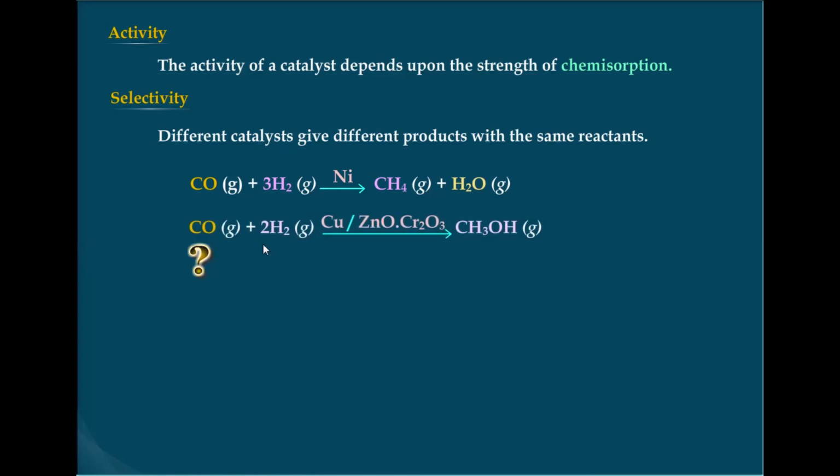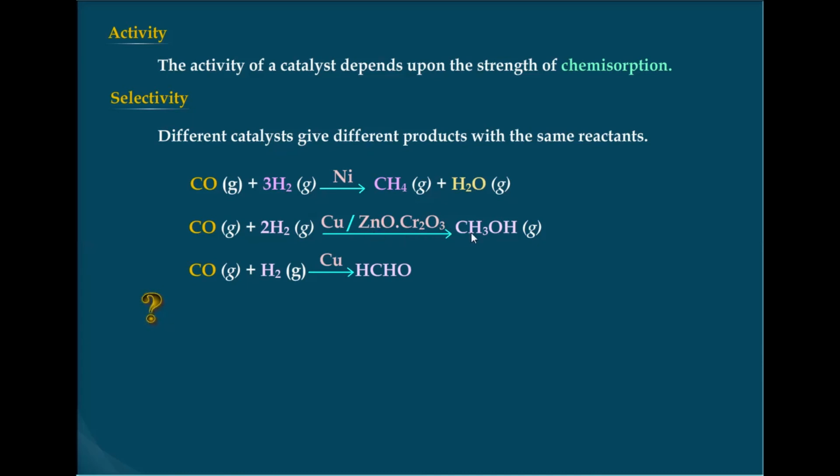The reactants are carbon monoxide and hydrogen. The second reaction also, the reactants are the same, carbon monoxide and hydrogen. The third also, it is carbon monoxide plus hydrogen. The reactants are the same, but the products will change if the catalyst is changing. The first equation, nickel is the catalyst. The product formed is methane and water.